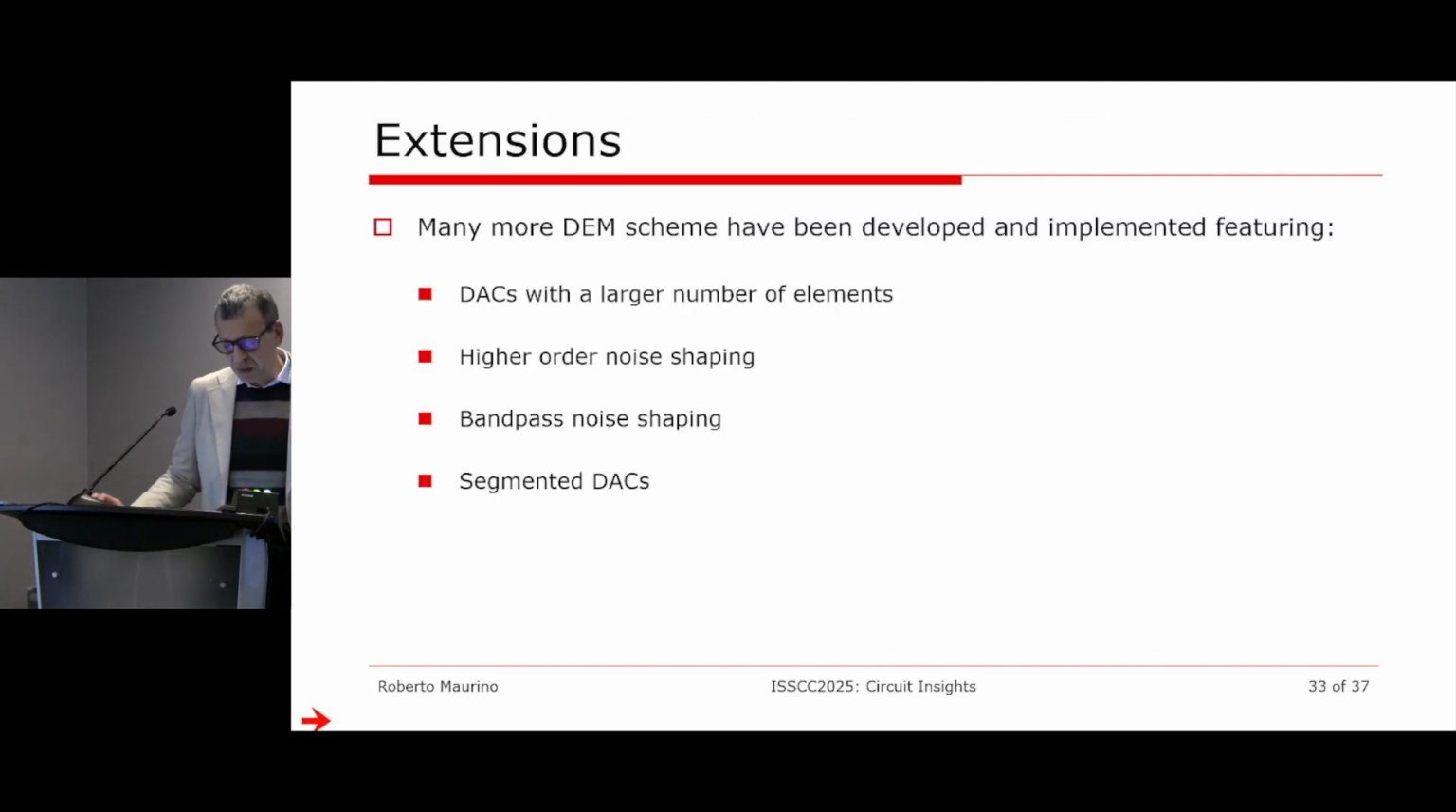So that's really the core idea of most of these DEM schemes: if you sum all the errors, you end up with 0. They all exploit this property. Basically, you try to use, on average, the elements equally. That's really the key. And people have extended the schemes to more than 2 elements. They implemented high-order shaping, bandpass shaping, and they also extended them to segmented DACs, by which I mean DACs where the weights of the elements are not all the same, and in particular binary weighted DACs.